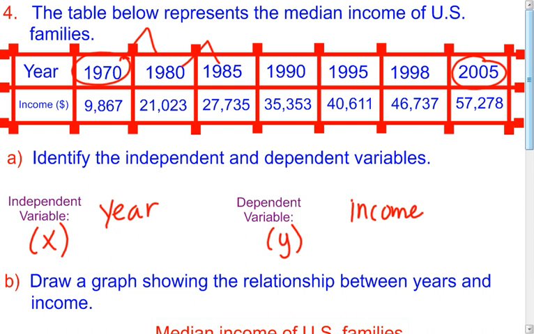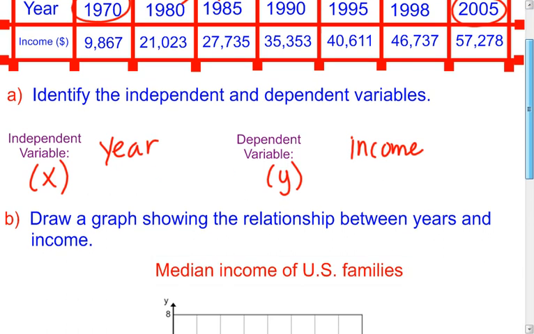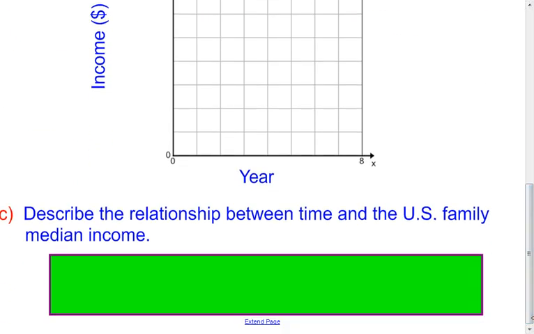So I'm going from 1970 all the way up to the year 2005. That's 35 years. I can probably take that 35 years and go every 5 years. So I will call this spot right here 1970, and then if I go 5 years, this would be 75, 80, 85, 90.